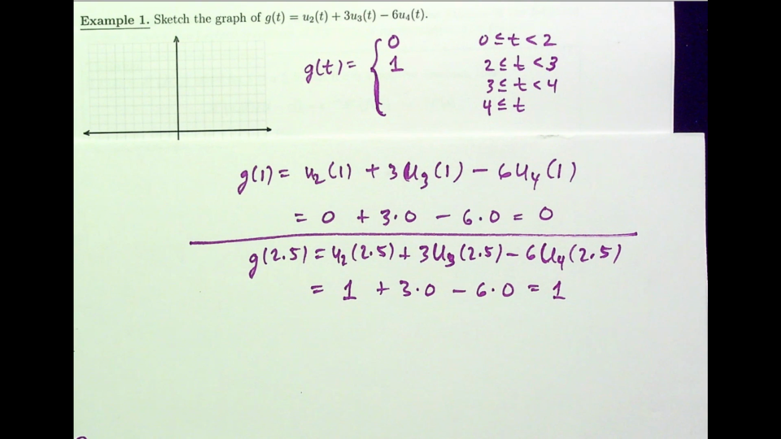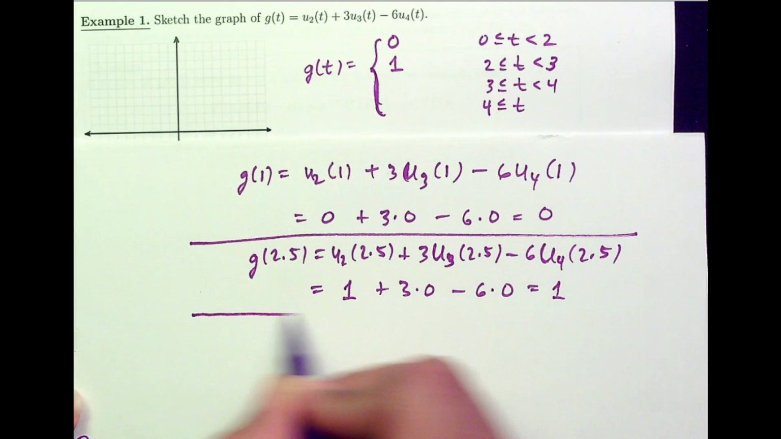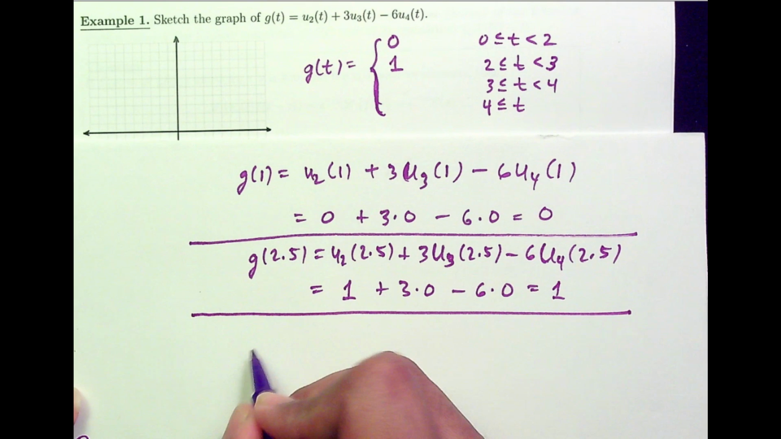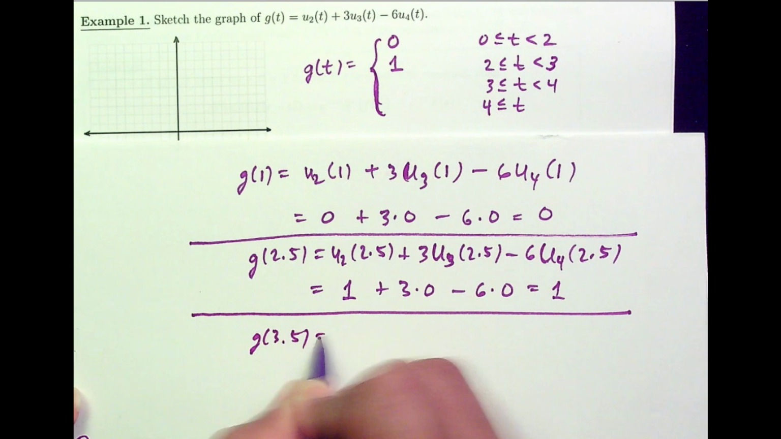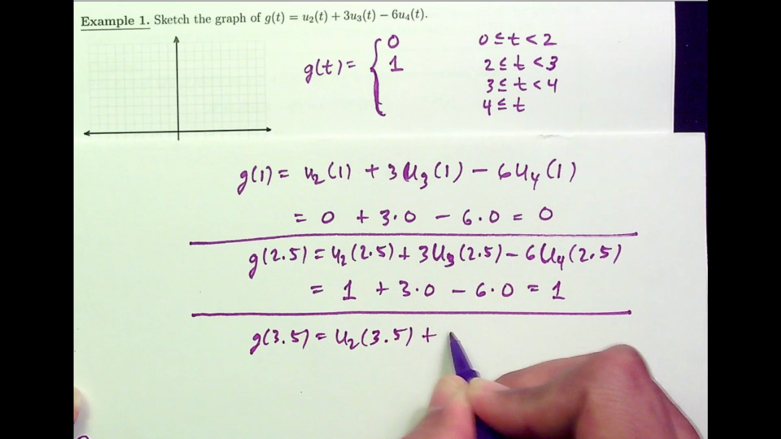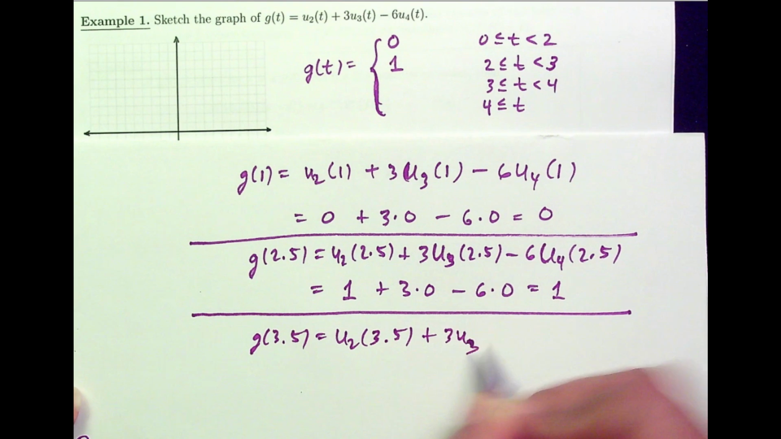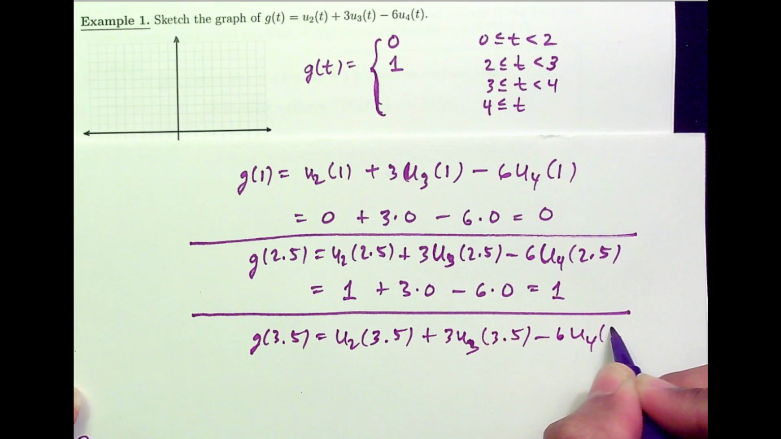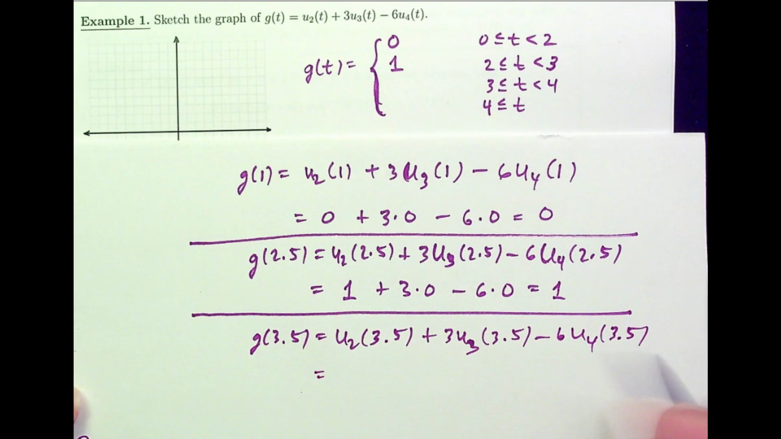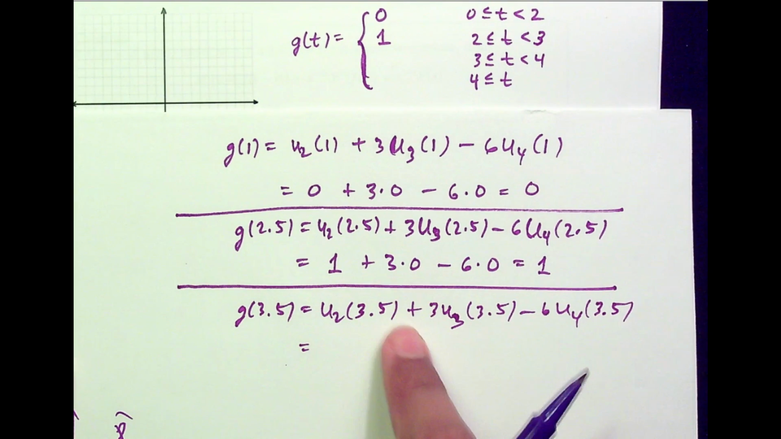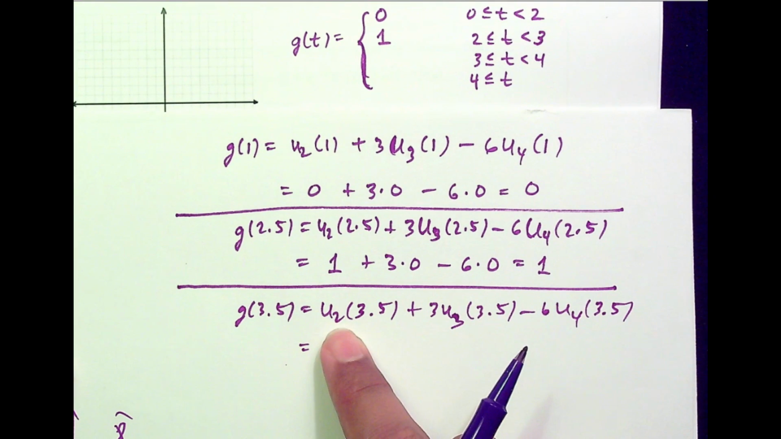Okay? Now let's plug in a number between 3 and 4. So let's say 3.5. u2 of 3.5 plus 3 u3 of 3.5 minus 6 u4 of 3.5. Okay, u2 of 3.5 happens after the switch has been turned on for this function, so that should be 1.